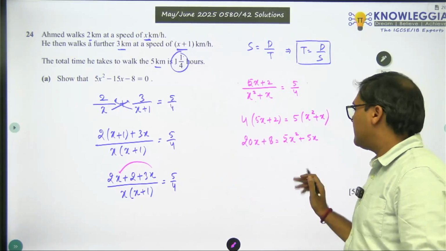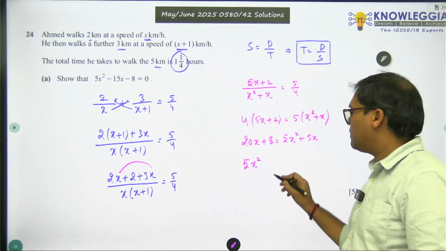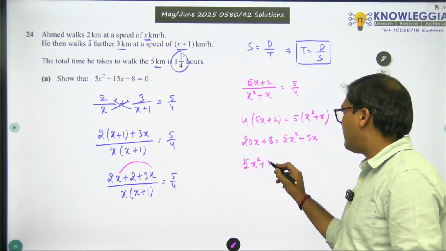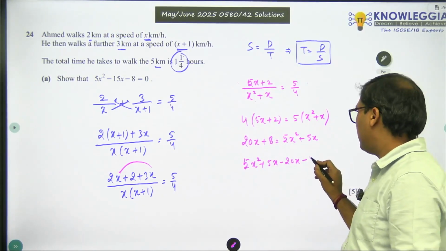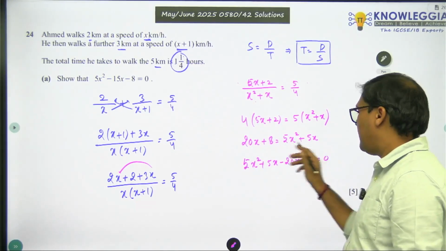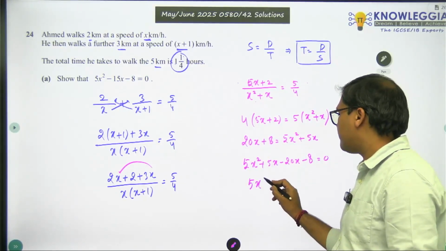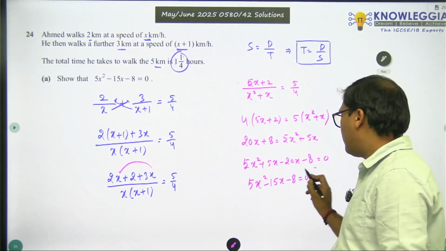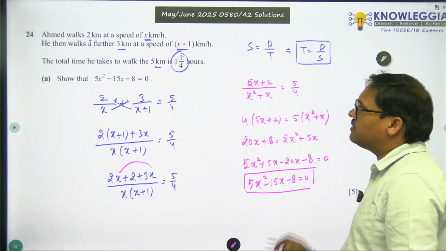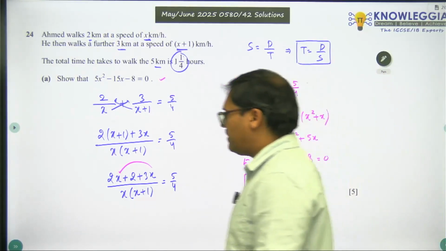Now let's arrange the terms. This is 5x square, subtracting 20x, so this will become plus 5x minus 20x, and this will become minus 8, equal to 0. Subtracting 8 from both sides, this is 5x square minus 15x minus 8 equal to 0. That is the answer for this. That is what the first part is. You have to show that equation. So this part is done.